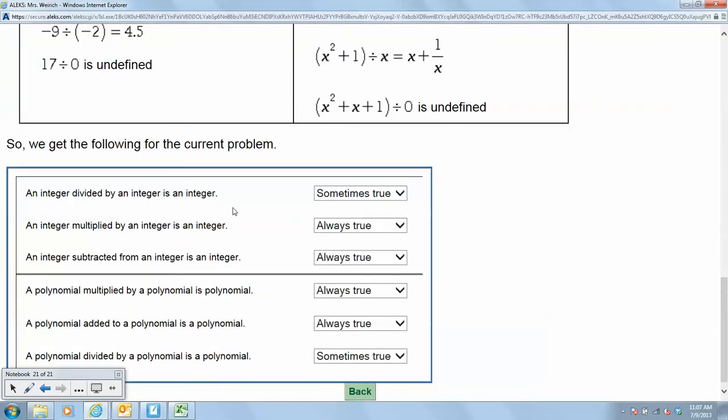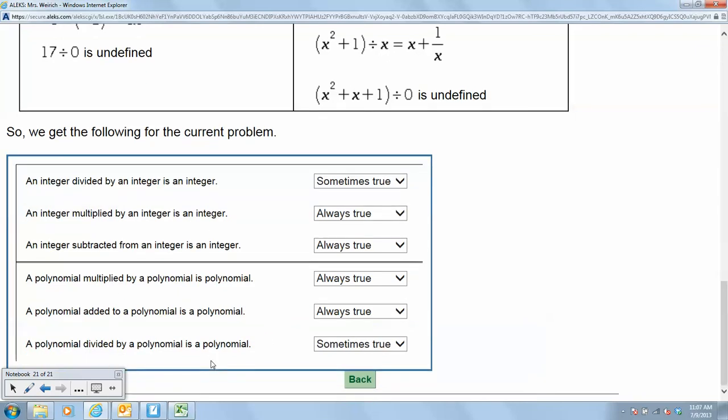So in this case, if it's always true, sometimes true, or never true, an integer divided by an integer is sometimes true. Multiplied is always true. Subtracted is always true. Addition is also always true. For polynomials, multiplied is always true, added is always true, and subtracted is always true, but divided is only sometimes true.